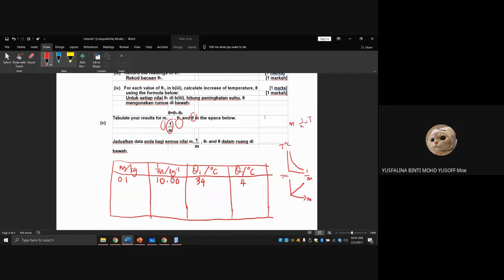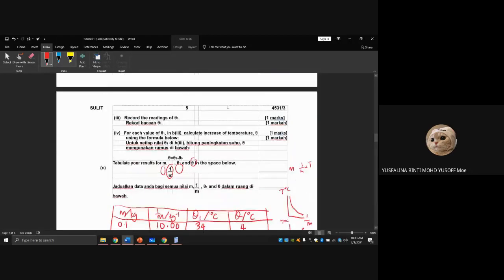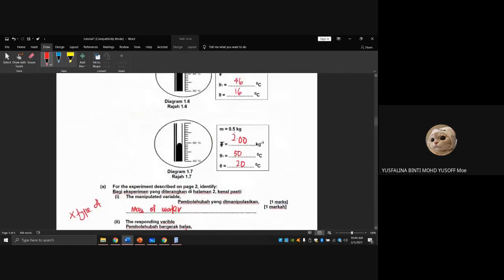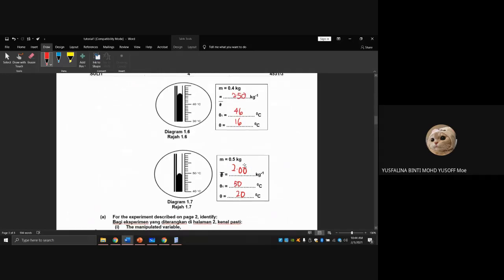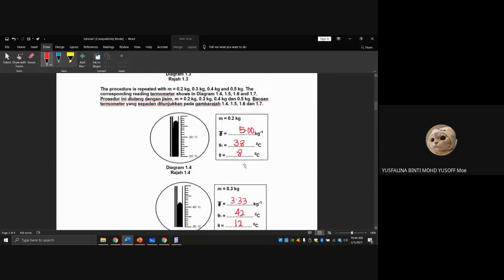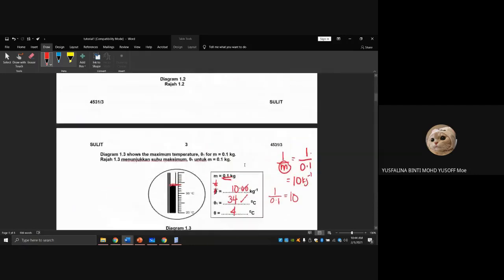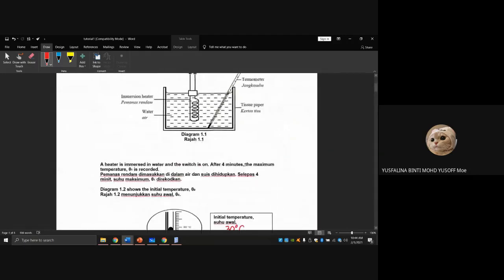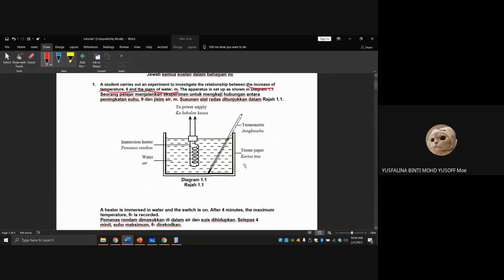If you add more water, means the temperature will decrease, or wait, mass increase. Yes. Let's see the reading first. As you increase the mass, the theta here increases, because it takes a longer time to reach the temperature.